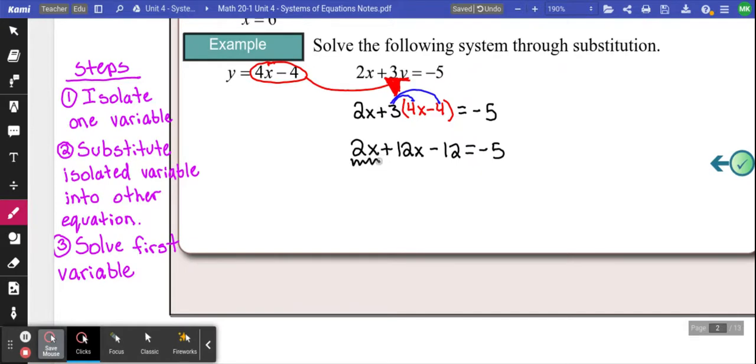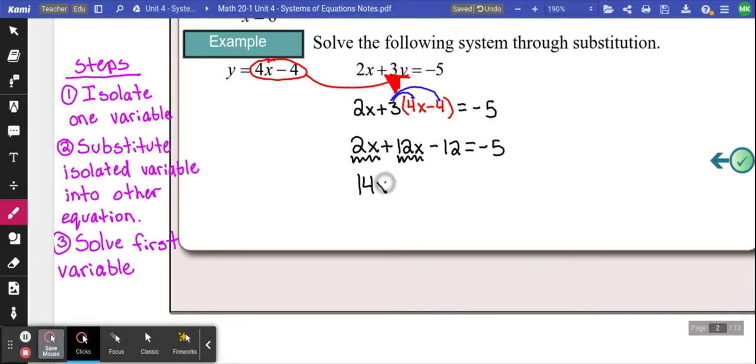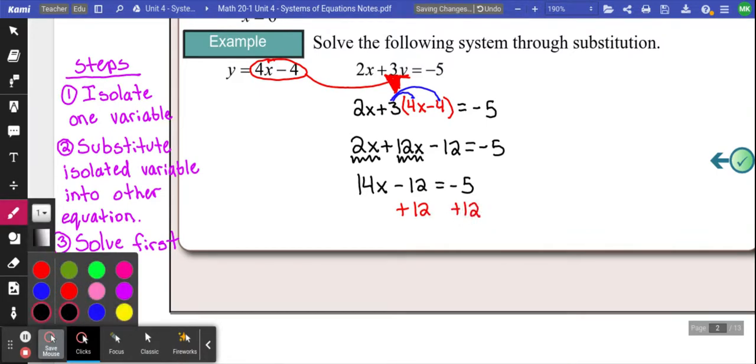First thing I'm going to do is combine my like terms. After I expanded, that 2x and that 12x becomes 14x, minus 12 equals negative 5. Then I'm going to start to get x by itself. I'm going to add 12 to the other side. Remember, when I'm trying to get a letter by itself, I'm doing reverse BEDMAS, so I move my addition and subtraction first. And then I'm going to move any divisions or multiplications. This is 14 times x, so to move that 14, I would divide by 14. And that gives me my first part of my answer, which is x equals 0.5.